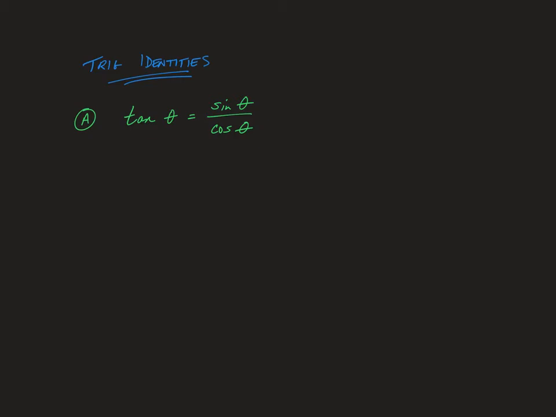The first tool that we're going to have is this identity that states that tan theta is equal to sine theta over cos theta. What this is actually known as is your quotient identity. Quotient means division. Notice I can replace tan with the division of two ratios, sine over cos.